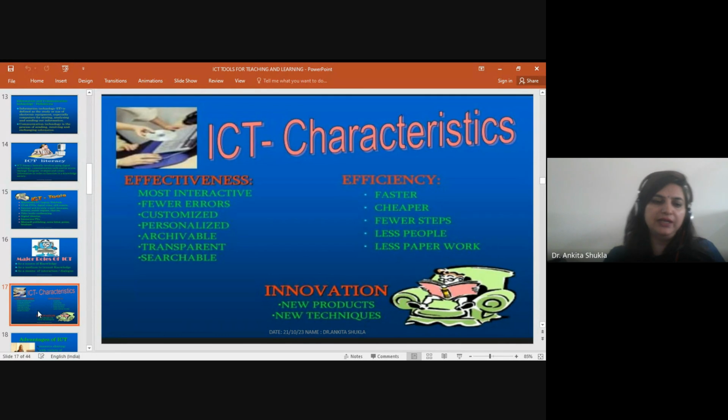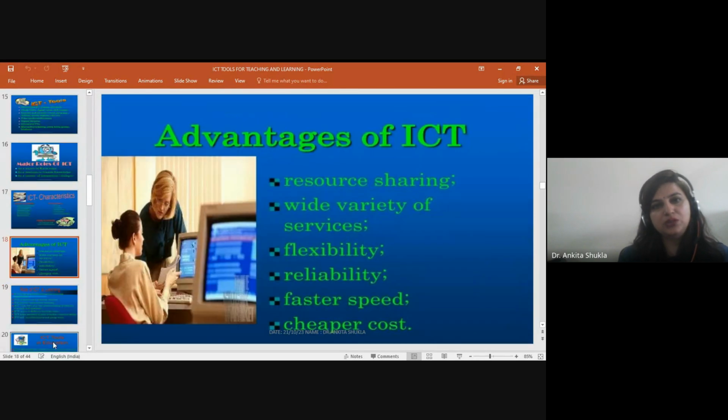So, educational uses of computer. There are so many advantages of ICT, like resource sharing, wide variety of services, flexibility, reliability, faster speed, and cheaper cost. Educational uses of computer: management of learning, testing, tutoring, exercising, as a calculator, as a laboratory, producing teaching learning materials, dissemination of material, and medium of expression, drill and practice.